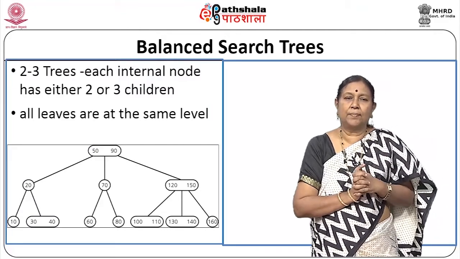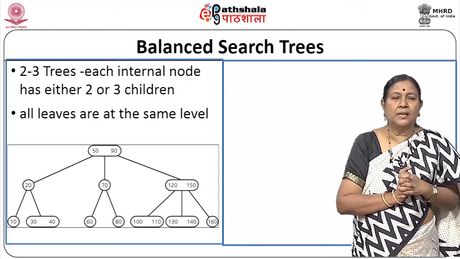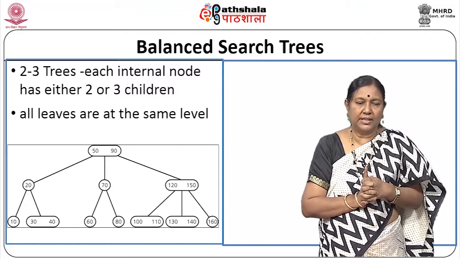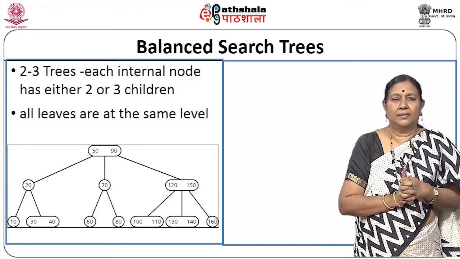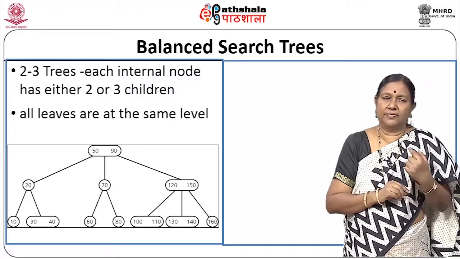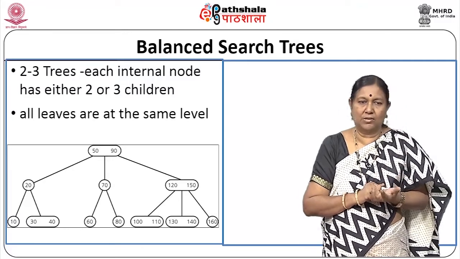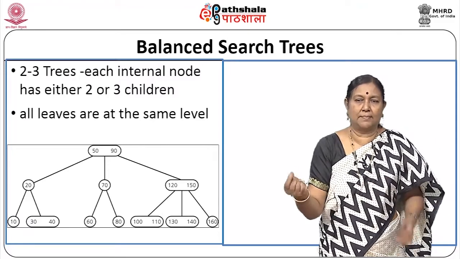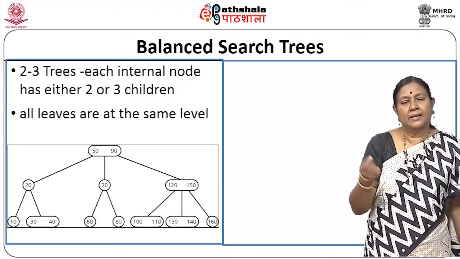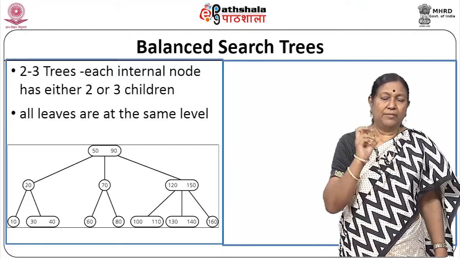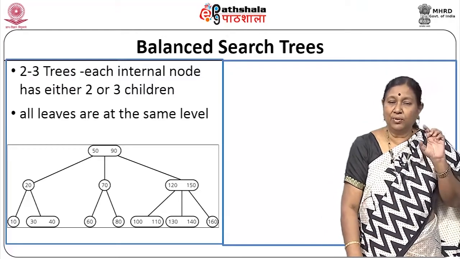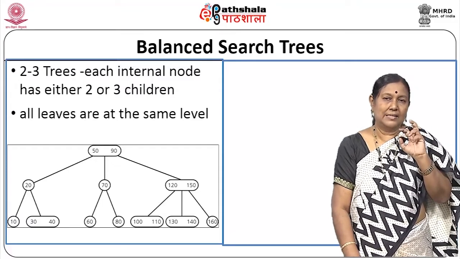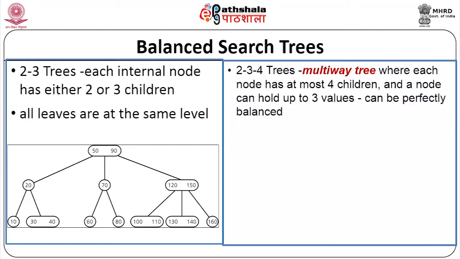This is an example of a 2-3 tree, where you can see that all the leaves are at the same level. If you look at the root, it has 3 children, and in the middle level the leftmost node has 2 children, the next node has 2 children, and the last sibling in the next level has 3 children. If you look at each node, the number of keys maintained there is less than the number of children. We will come to that.